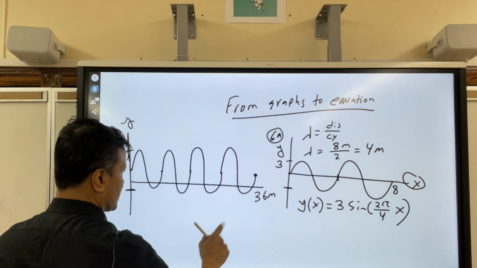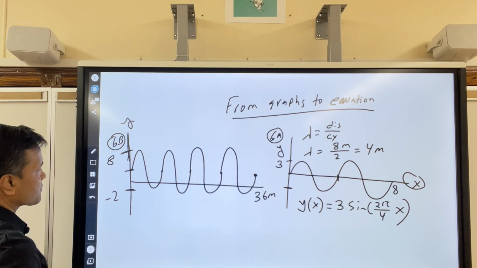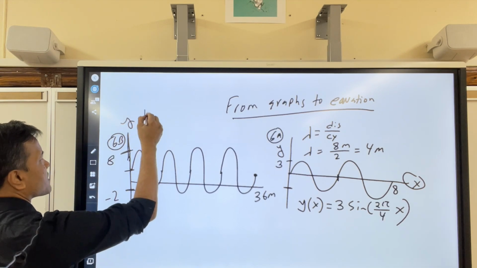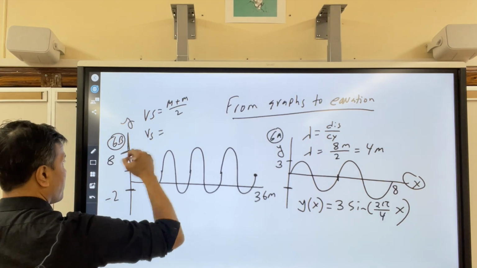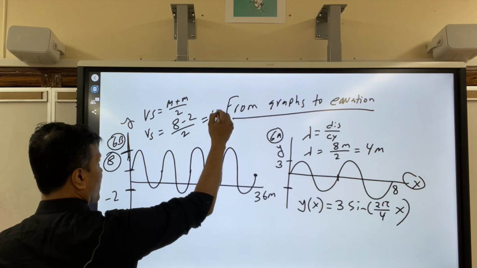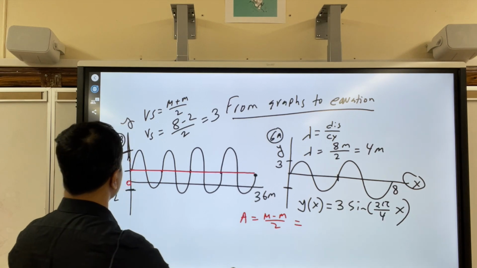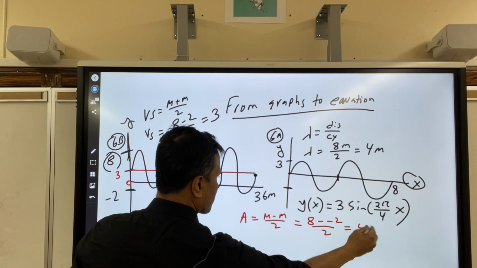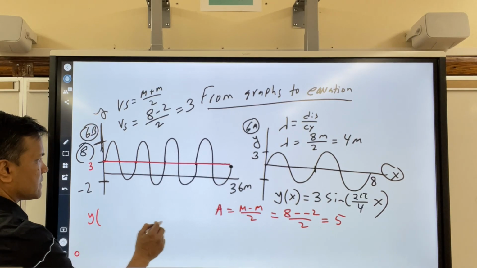Okay, good. That's it. This one we have to find the midpoint. We have to find the vertical shift. So vertical shift is max plus min divided by 2. Max is 8 minus 2 divided by 2, which is 3. Amplitude is max minus min divided by 2. Max is 8 minus 2 divided by 2, which is 5. So amplitude is 5. So this function also takes x as input.